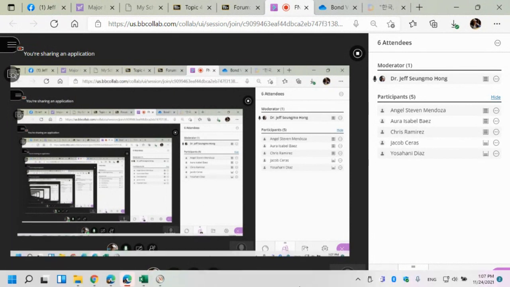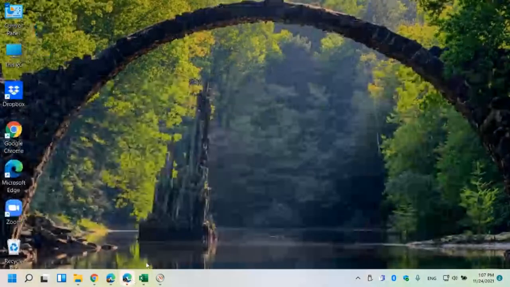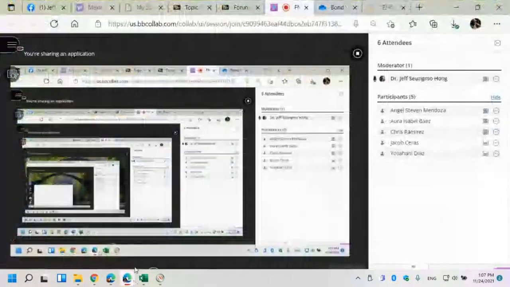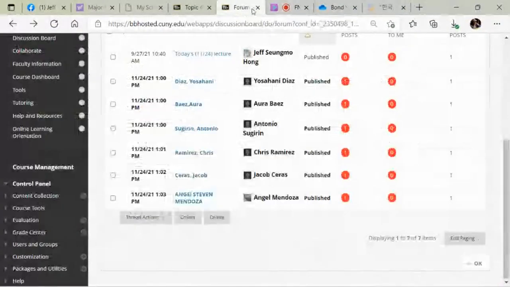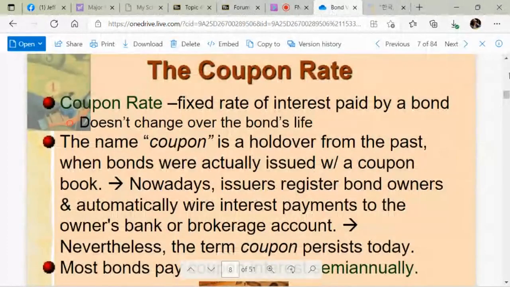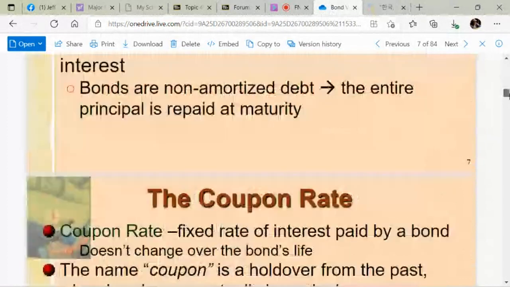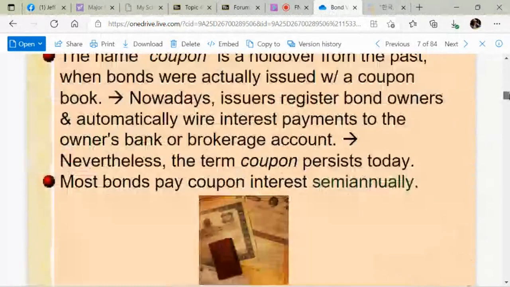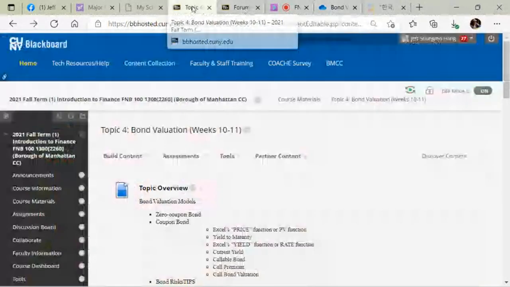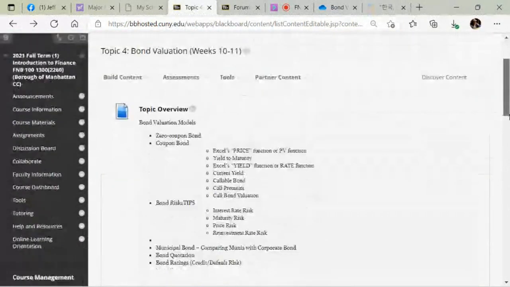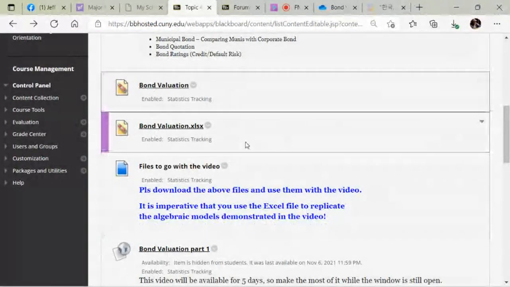So we're moving on to the next topic, topic four, the bond valuation. If you go to topic four, you will find these two files. You need to download those files because that's what we are going to be using while we are in this topic.